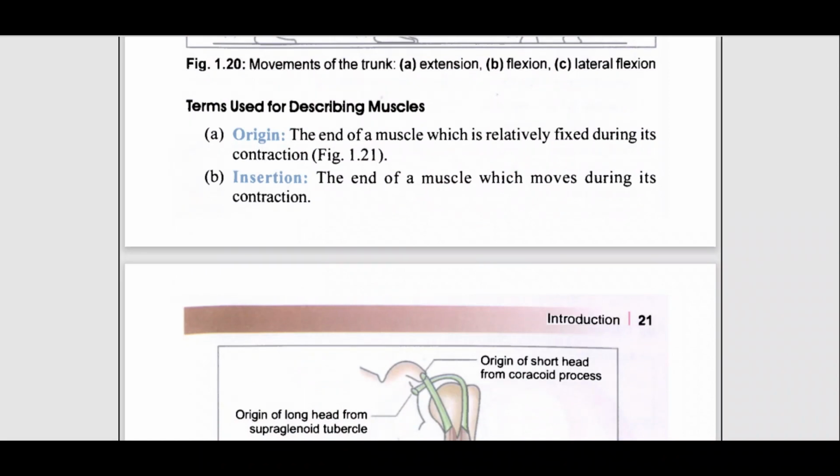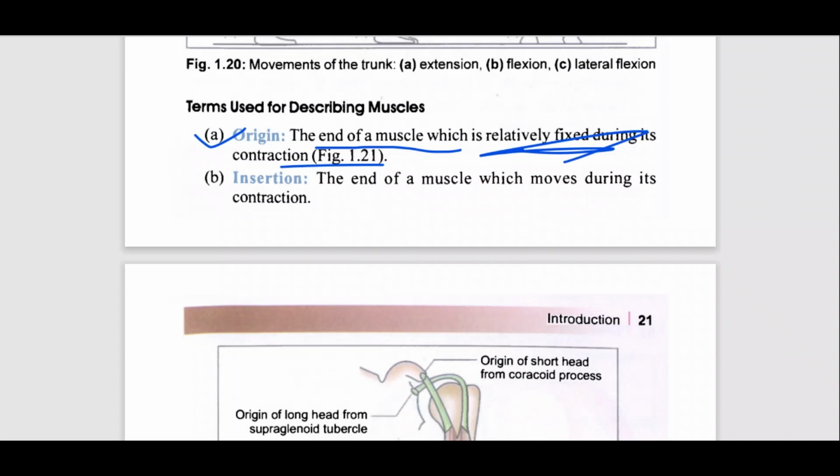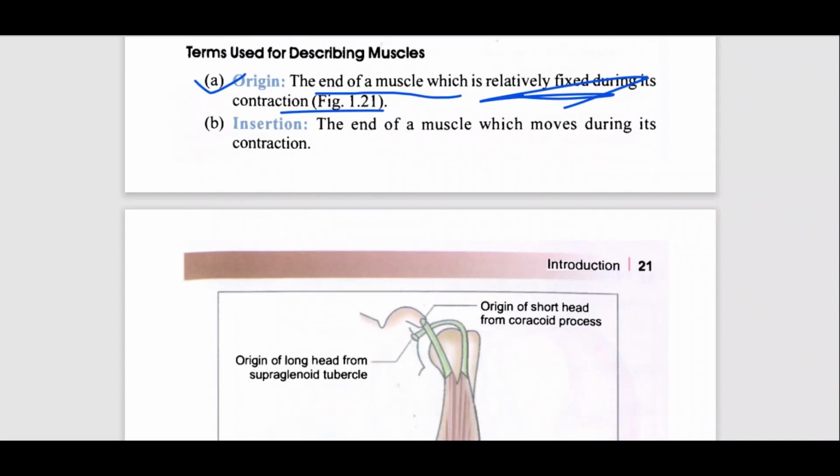Now terms used for describing muscles, ये बहुत important है, इसको अभी से सीख लें क्योंकि locomotor module में आपको यही काम आना है. Now, what is origin? Origin is the end of a muscle which is relatively fixed during its contraction. Muscle का वो end जो कि contraction के वक्त fixed होगा.